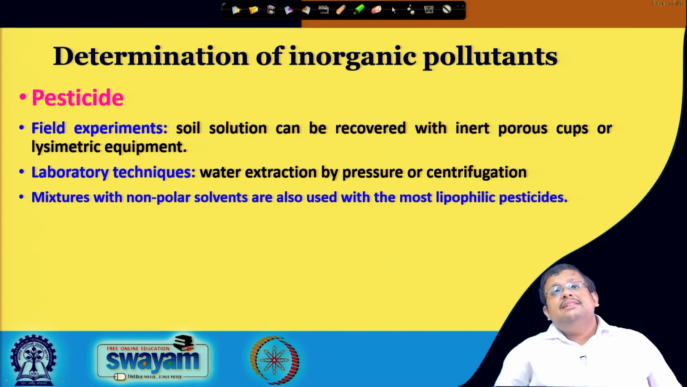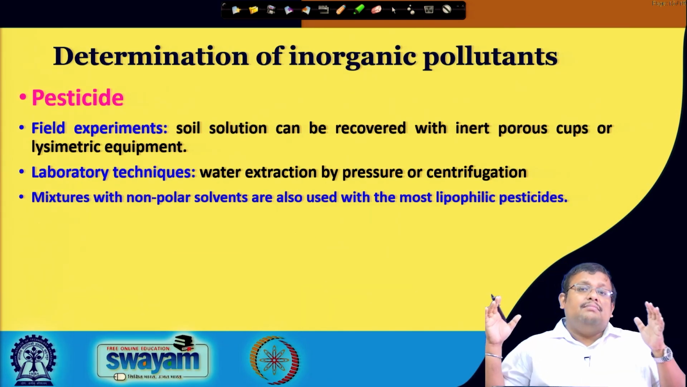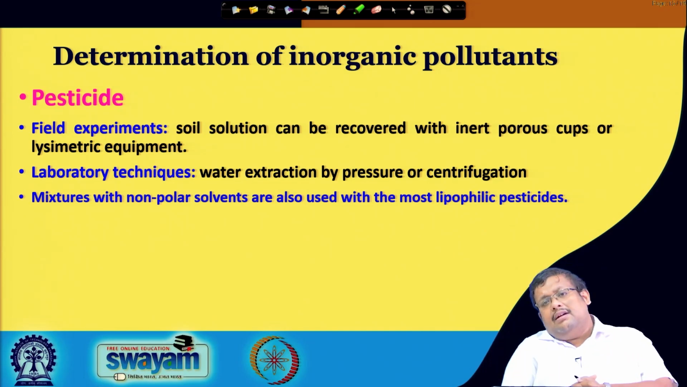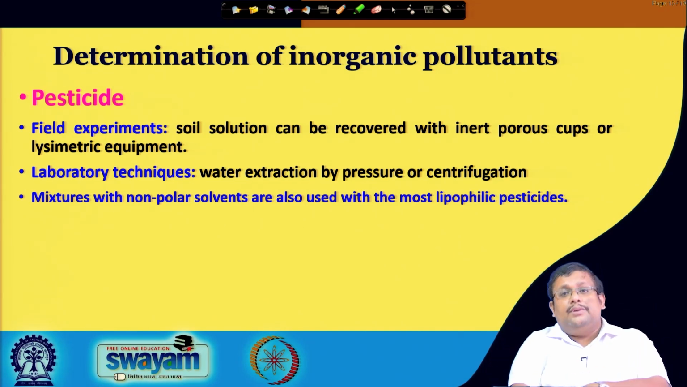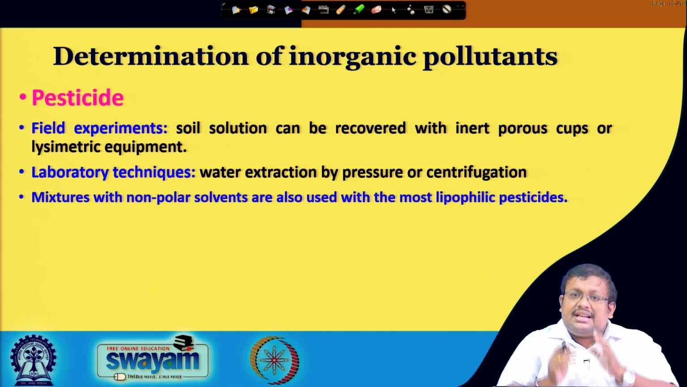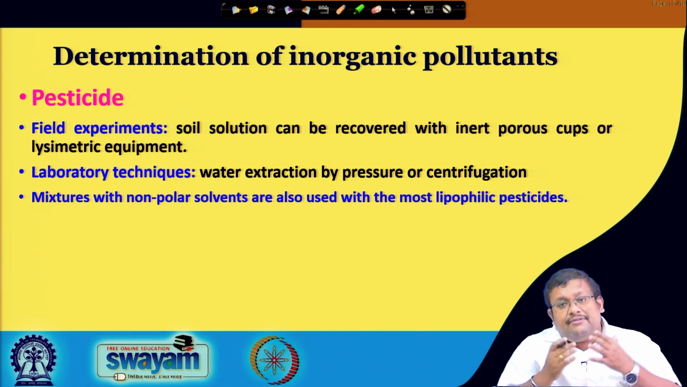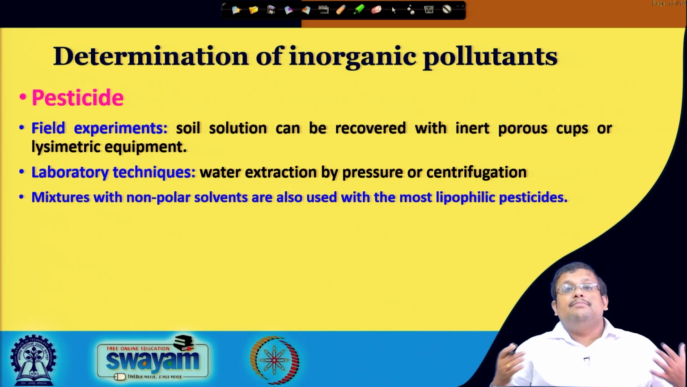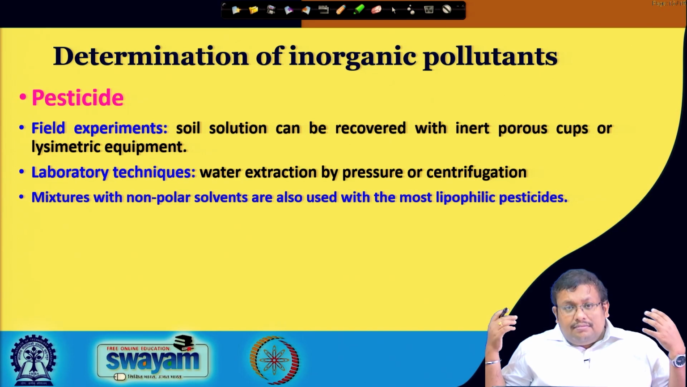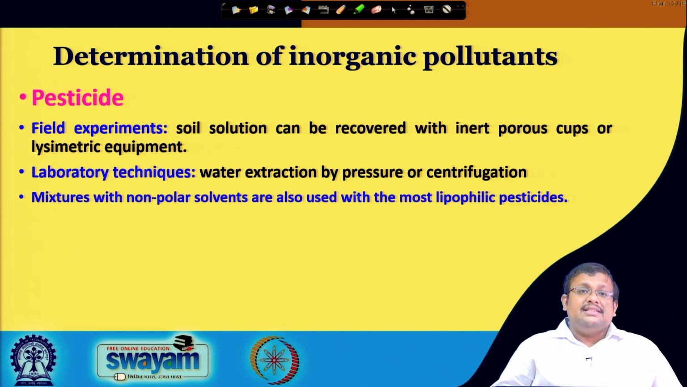Now, we have covered the inorganic pollutants. Let us focus on the organic pollutants and what are the methods. So, let us start with the pesticides. Remember that in the field experiments, soil solution can be recovered with inert porous cup or lysimeter equipment, which will help us with the pesticide residue analysis in the field.